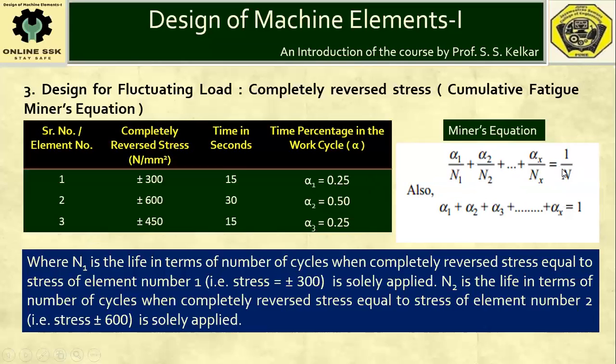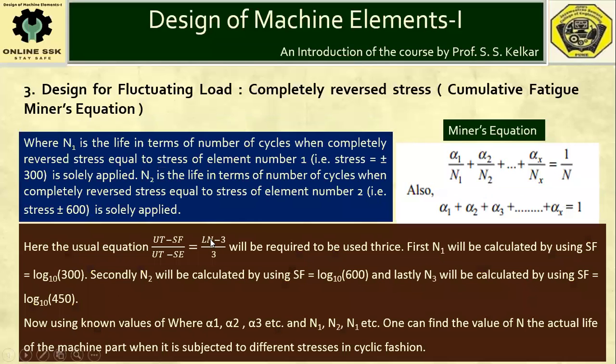to 1 upon n, where n is the actual life of the machine part, which is subjected to completely reverse stress, which is varying from time to time during a work cycle. Now n1, n2, n3 is what we have already studied. Now for calculating n1, n2, n3, we have to use this usual equation: ut minus sf upon ut minus sa is equal to ln minus 3 upon 3.